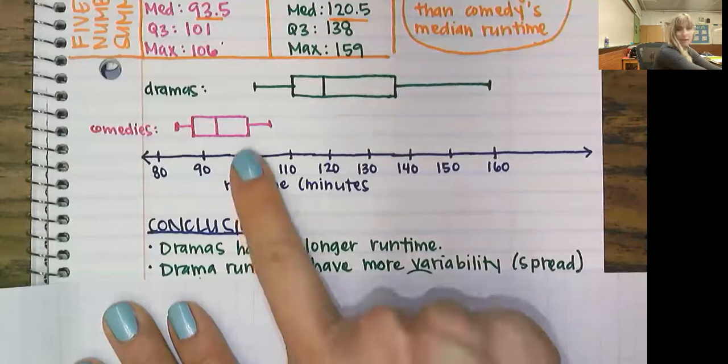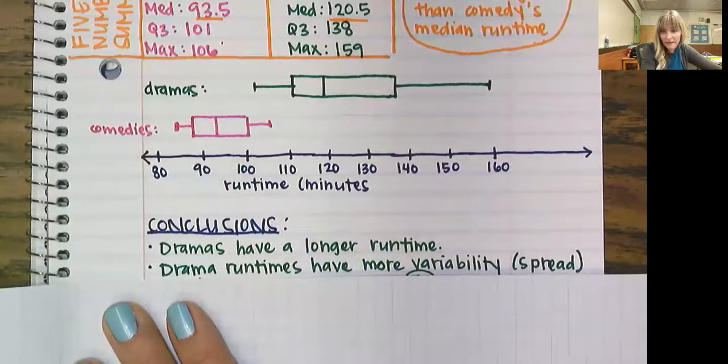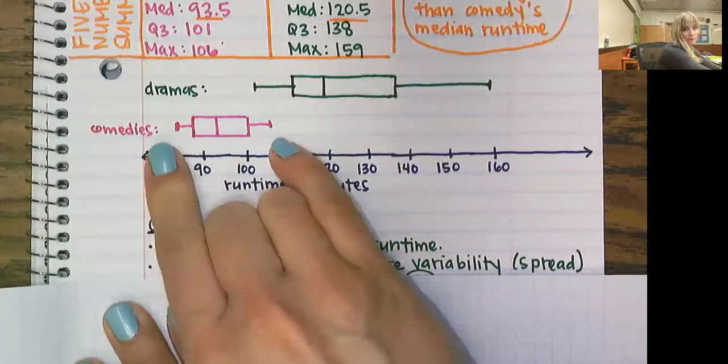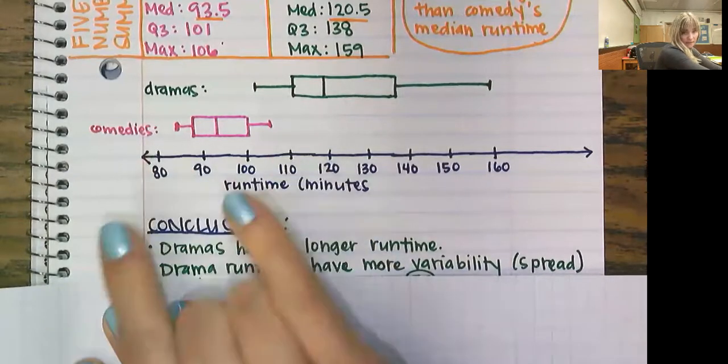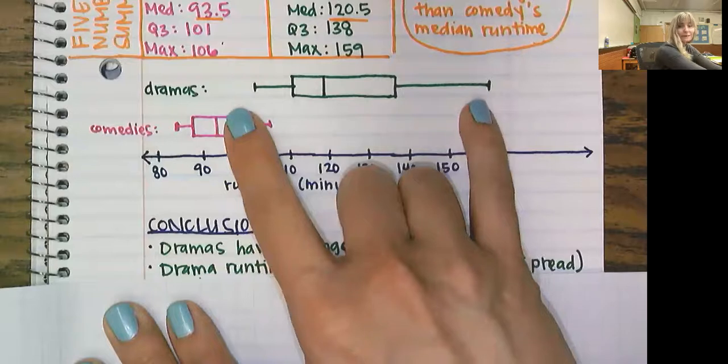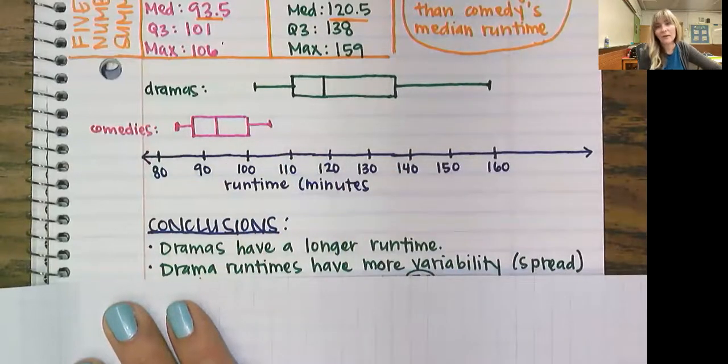I imagine that comedies can't quite get away with that. Maybe things stop being as hilarious in that amount of time. I don't know. But this has a much smaller spread. It tells me most comedies are between these, and for most dramas, there's not as consistent of an idea of how long a drama is supposed to be. It's more all over the place.